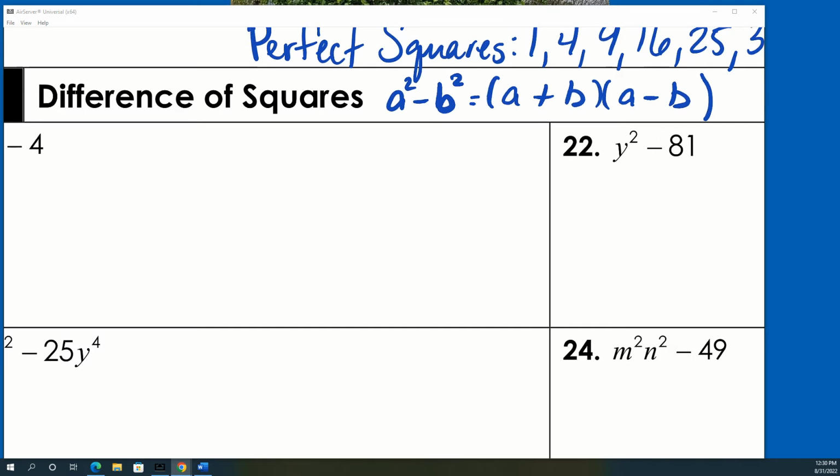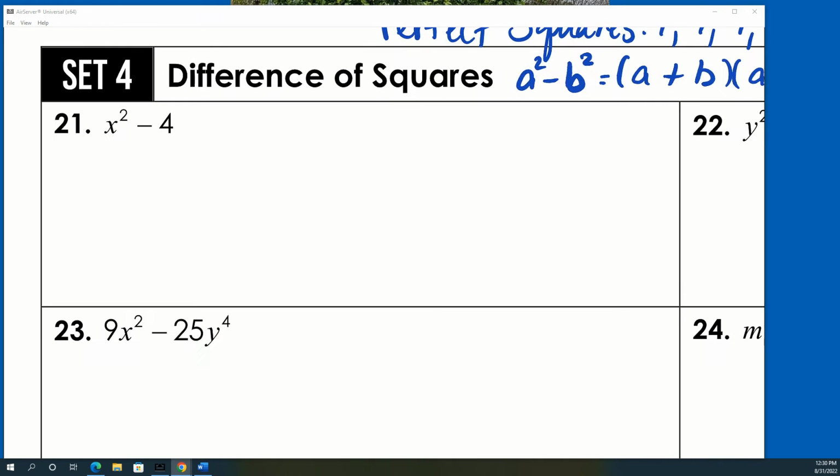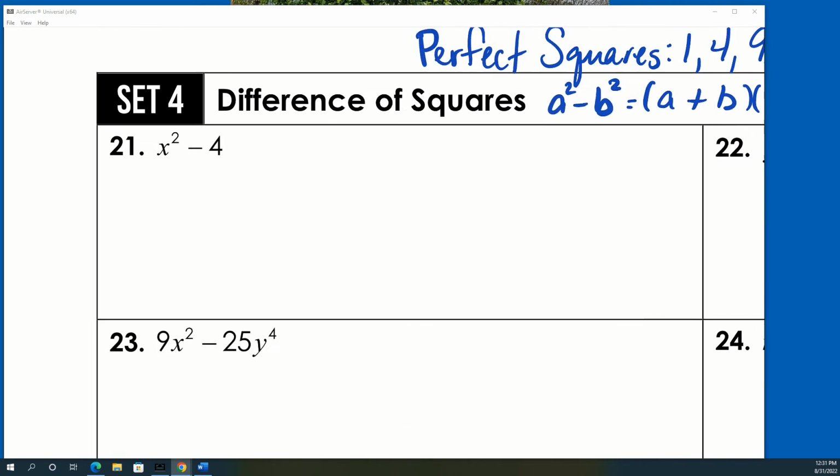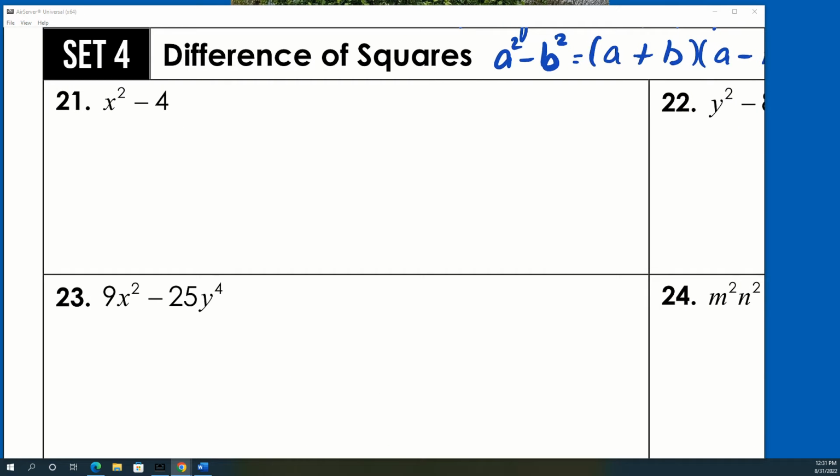All right, so for number 21, are both of those perfect squares, x squared and 4? Yes. So we're going to use this new rule, the difference of squares rule, where we find each square root, which is going to be x. And then what's the square root of 4? 2. So we do x and 2 in each set of parentheses, and we just do one with a plus and one with a minus. That's it. Now, it can get a little more challenging with the variables, but that's basically it.